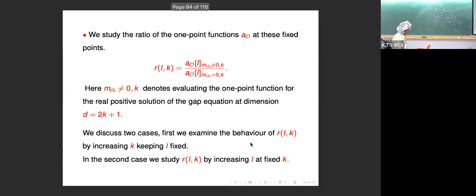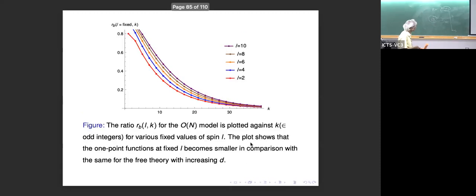Okay. And this is the ratio. This is the universal thing. It is not as interesting as the black hole, but we study the ratio of the one-point functions at the non-trivial fixed point, with respect to the Gaussian fixed point. And we examine it in two cases: keeping the spin fixed while increasing dimensions, and keeping the dimension fixed while increasing the spin. So if you increase dimensions, this ratio decreases to 0.